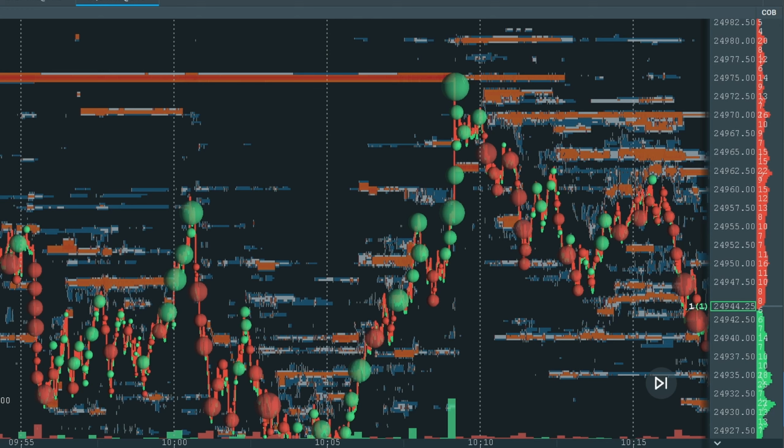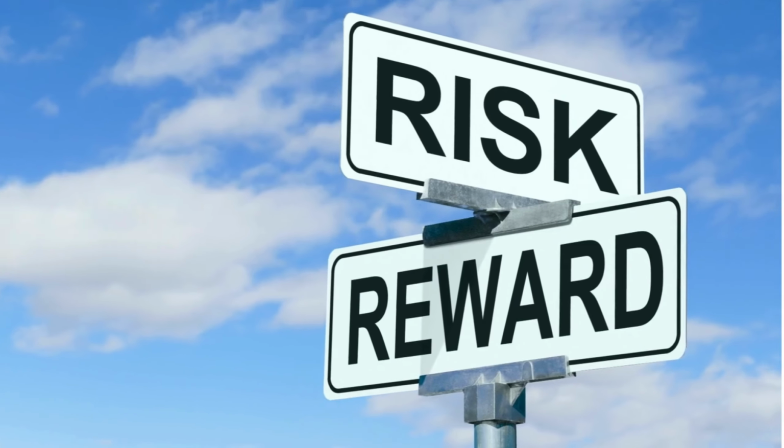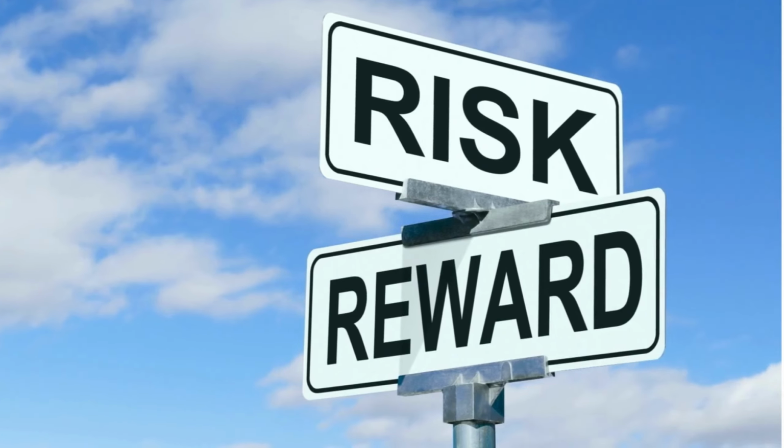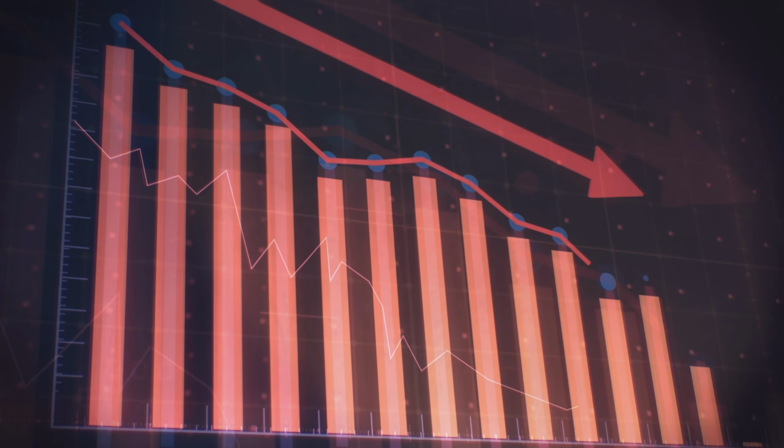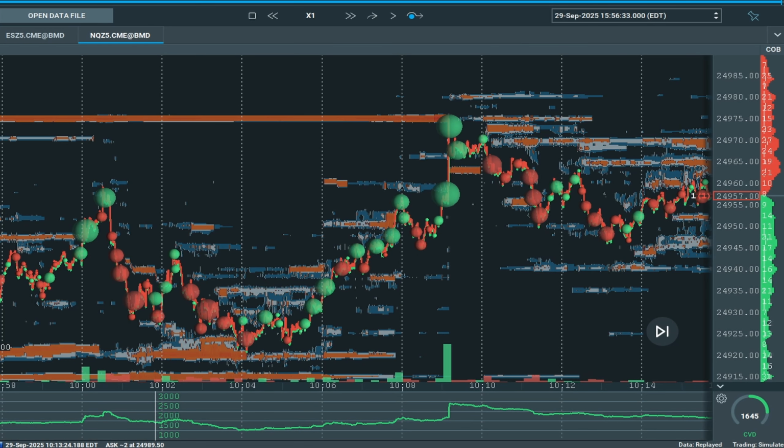In today's video, I'm gonna show you guys how to use Bookmap to find high reward to risk ratio trades. It doesn't only work on buy side trades, it also works on sell side trades. Now, before we get into the setup, let's talk about what you're actually looking at on the chart when you're looking at Bookmap.